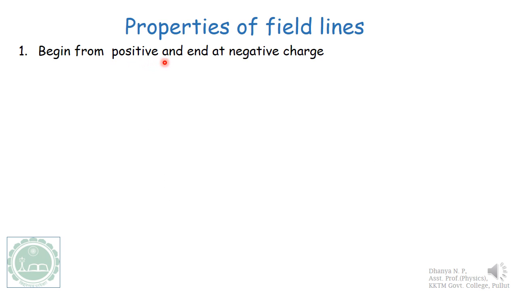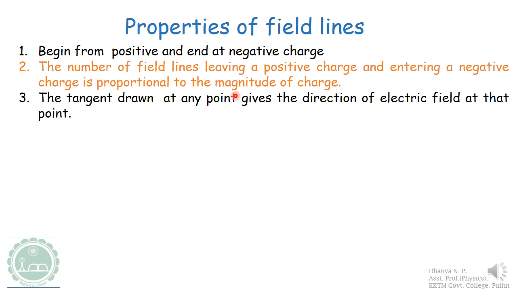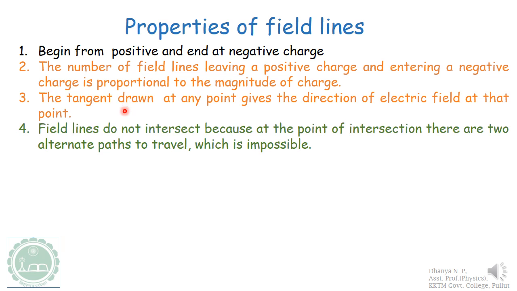They start from the positive charge and end at the negative charge. The number of field lines leaving a positive charge and entering a negative charge is proportional to the magnitude of the particular charge. The tangent drawn at any point gives the direction of the electric field at that point. If you want to find the direction of the electric field, you just draw a tangent to a particular electric field line, and the tangent will give the direction of the electric field. The field lines do not intersect.